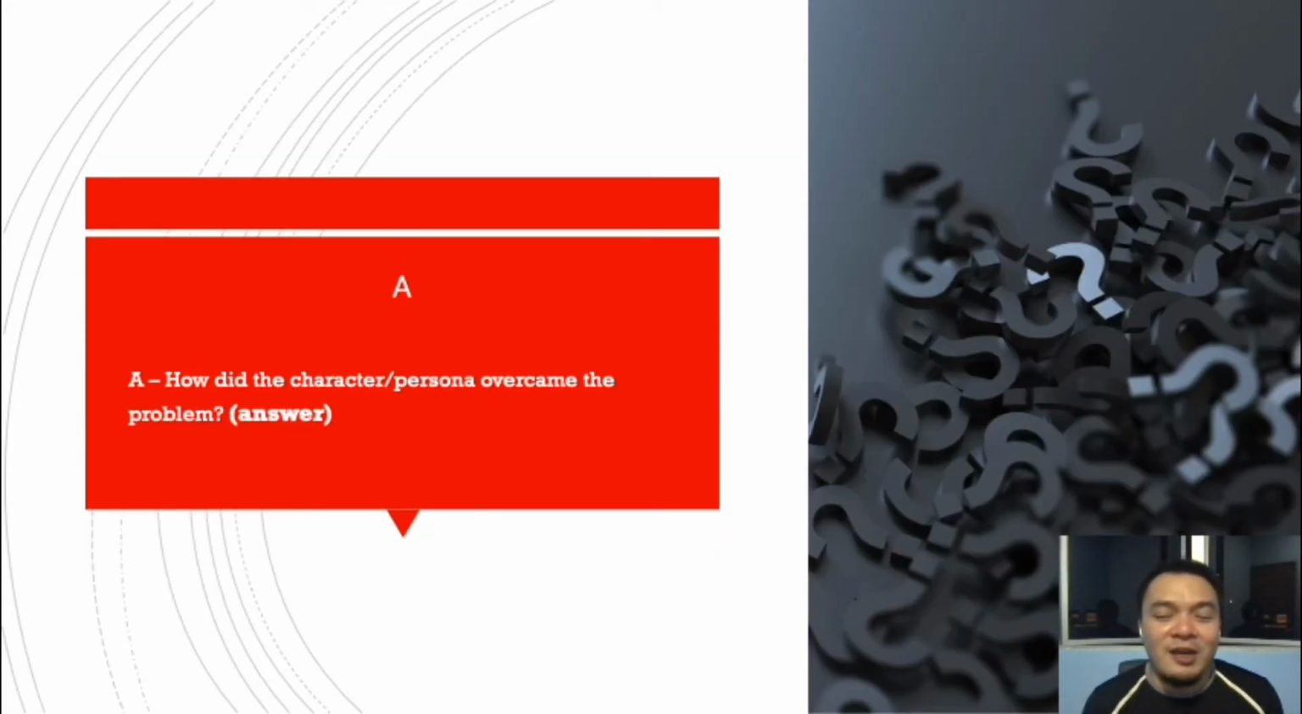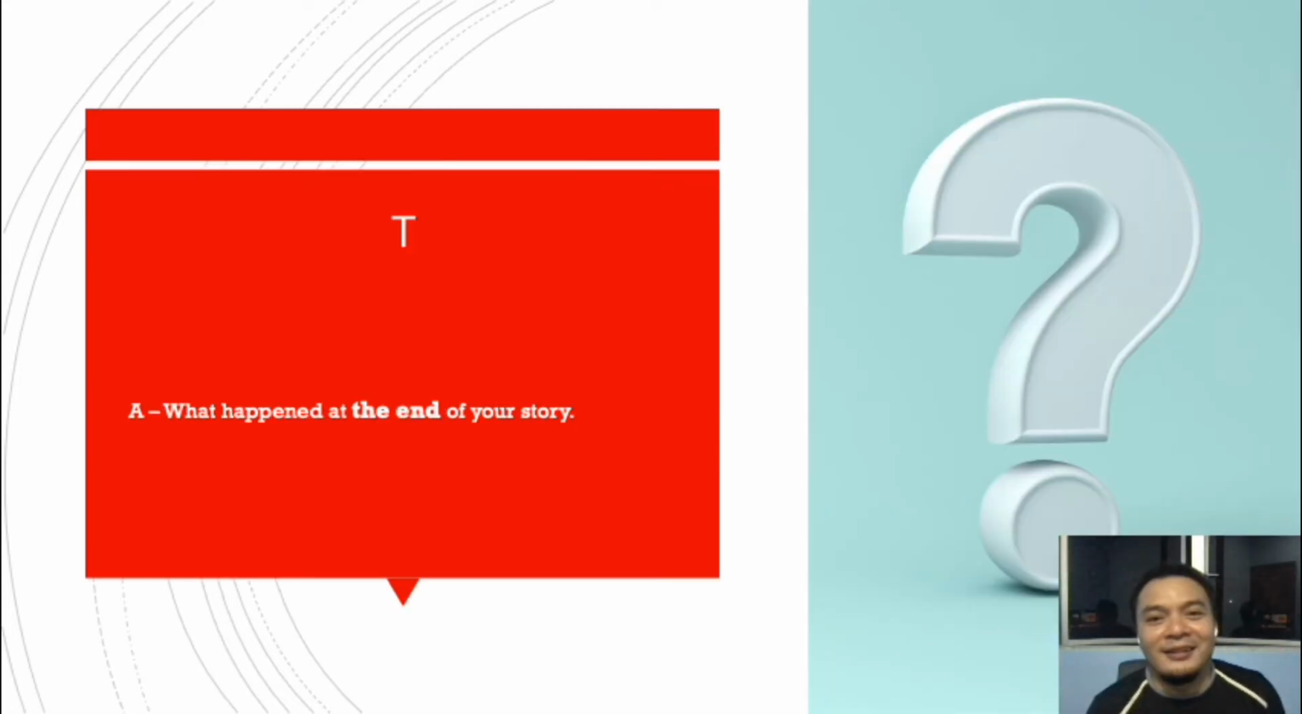Now we have A, or the answer to the problem. What did the couple do just now to solve their problem? What did they do to overcome all the challenges that they are facing? This is important because it will give a sense of satisfaction to your readers, knowing that the characters managed to overcome all the challenges that they are facing. We now come to the end of your story.